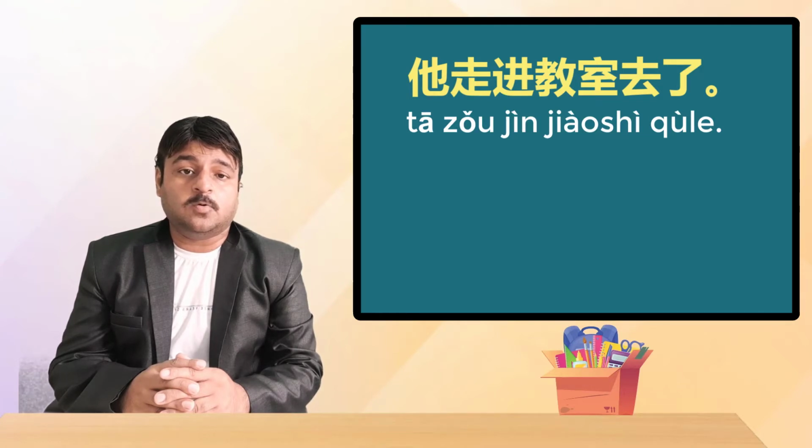Jin is to enter and Chu is to go. This sentence would be translated as "he walking went inside the classroom." The speaker is not sitting inside the classroom, he is somewhere outside. Had we used lai in place of chu here, this would have been 他走进教室来了. Then the speaker would be sitting inside the classroom, and the translation would have been "he walking came inside the classroom." Now it is "he walking went inside the classroom."